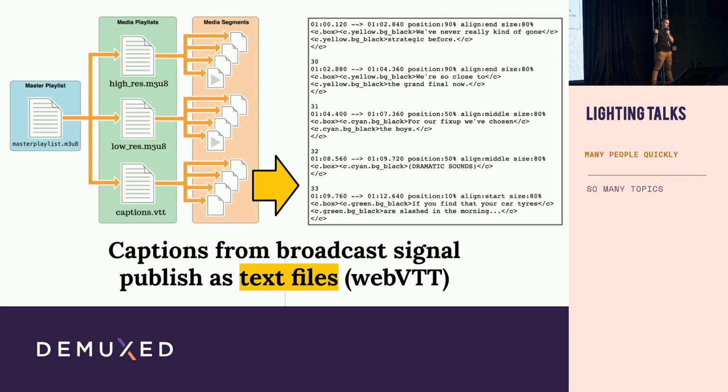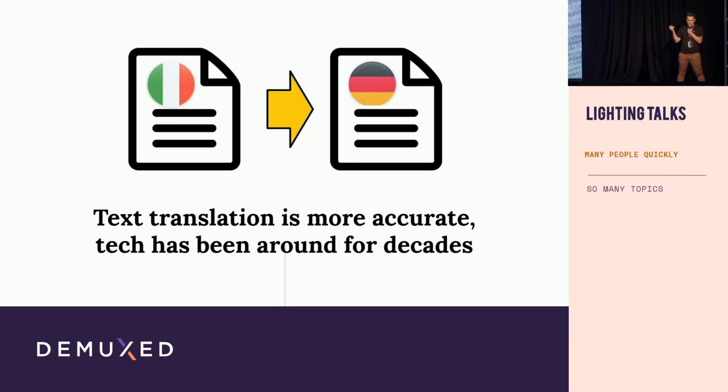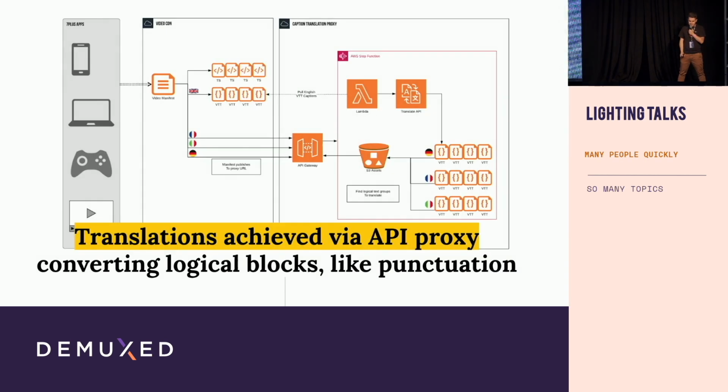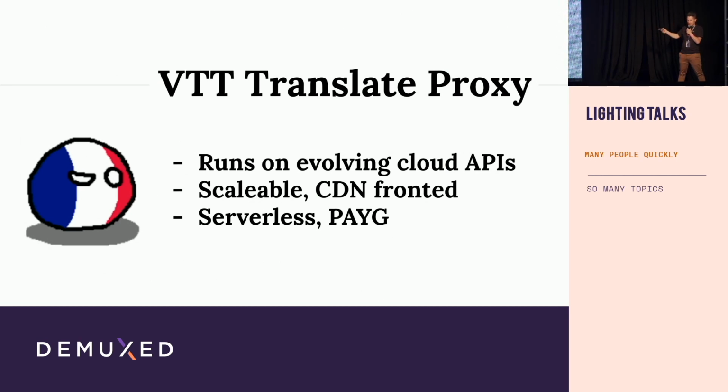Captions are text files, VTT. Text translation's been around for decades. Everyone's been doing it. So we built a proxy API that basically takes text, translates it to other languages, and publishes off the CDN. Pretty easy. It runs on cloud APIs. It's hugely scalable, super cheap. You pay as you go.